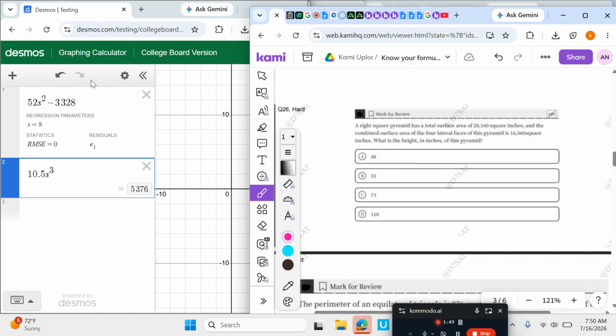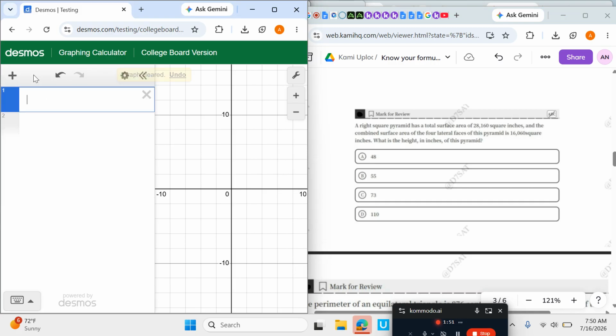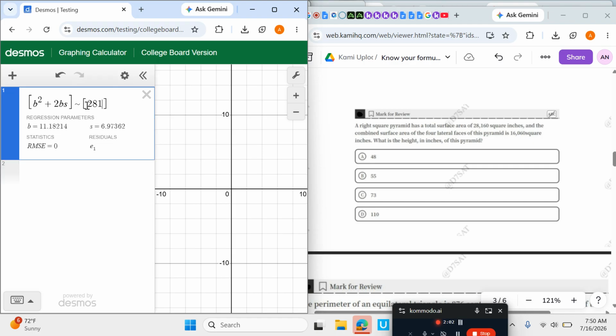Okay, and now we have to know the formulas for the right square pyramid. The moment you see square pyramid and surface area, b squared plus 2bs. That's it. B squared plus 2bs is 28,160. And then look, guys, the other one is just 2bs. That's the lateral surface area. That is 16,060.